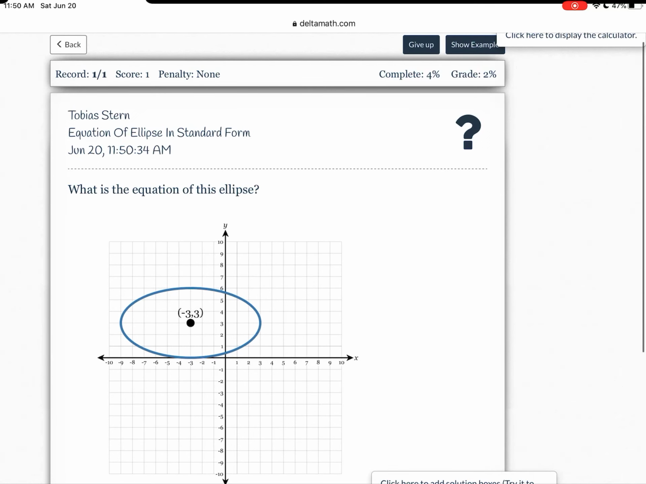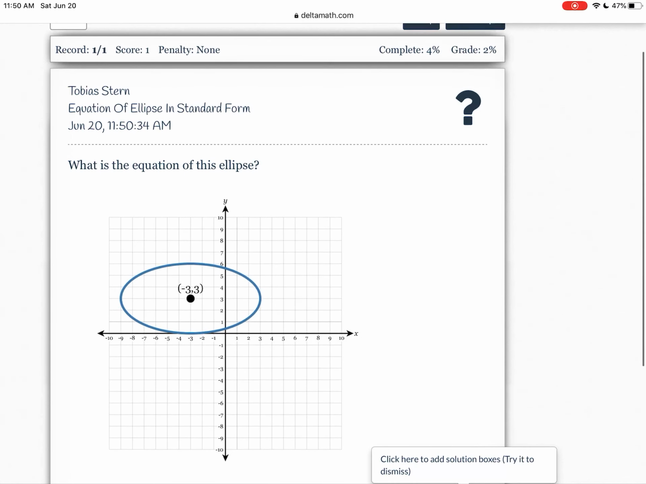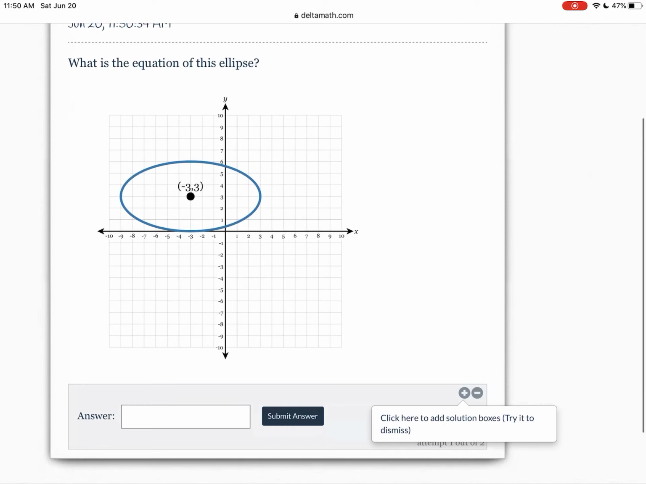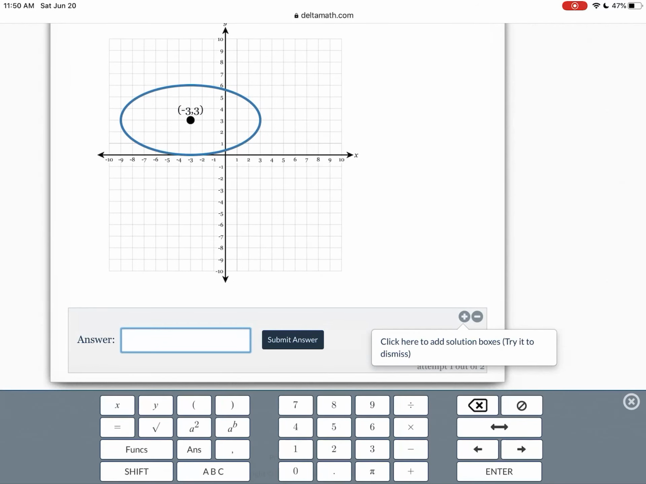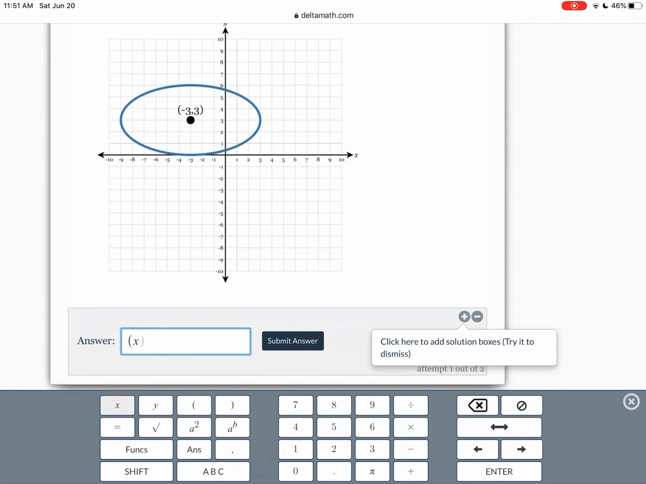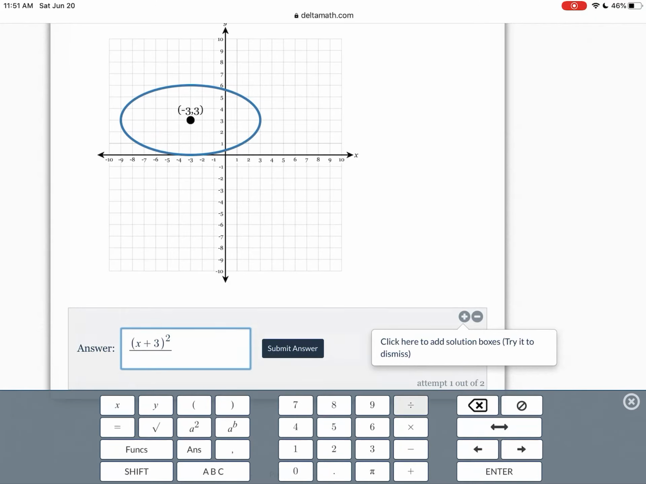Okay, well, I guess it's giving me another problem of that same type. So let's just do it. Okay, again, we have the center is negative 3, 3. So I need to do x minus negative 3 squared. And then I have to count the boxes to determine the horizontal semi-axis. So that's the purely horizontal distance from the center to the circumference. Looks like 6, so then you have to square that.